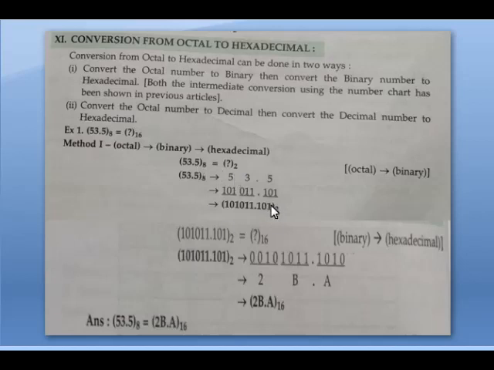Again we are going to convert this binary number to a hexadecimal number. Hexadecimal means group of 4 digits. So we are going to group this binary number into groups. For the integer part we have to group from right to left and the decimal part from left to right.